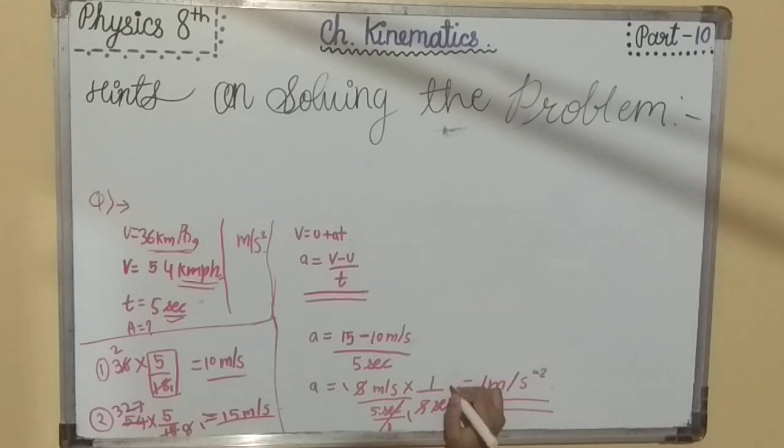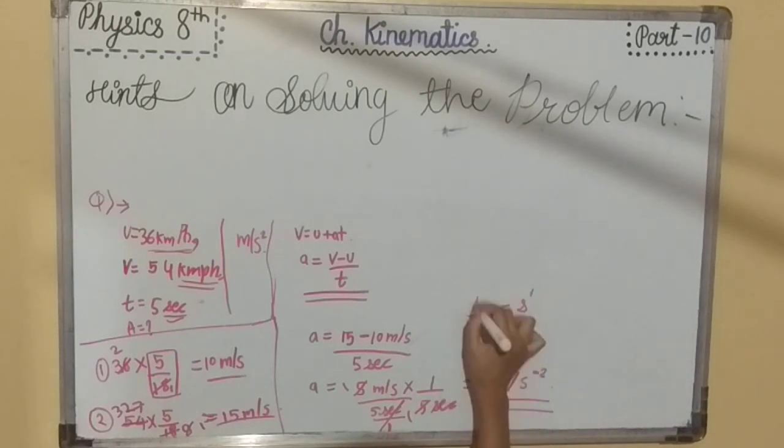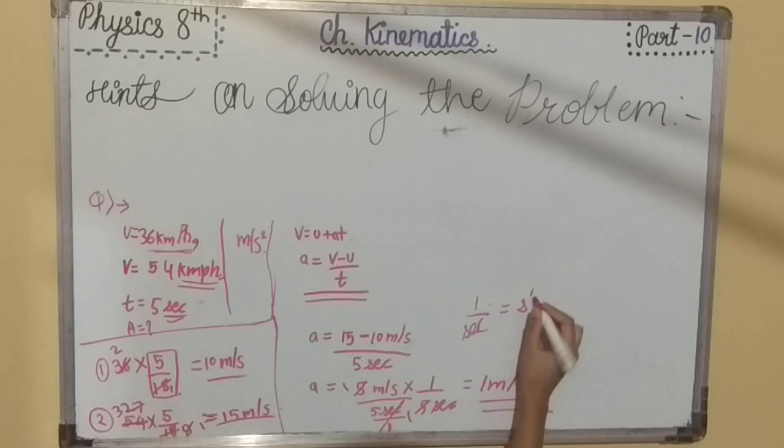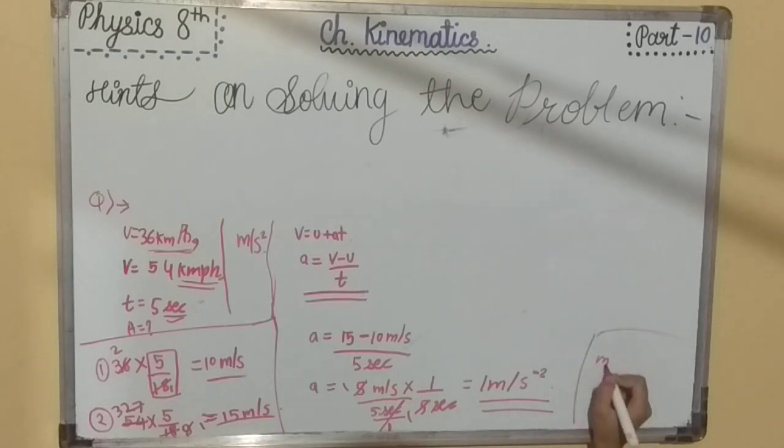Because when there is second upon 1, it will be second raised to 1, but when there is the transposition, 1 upon second, it will be second raised to minus 1. So by that formula, it will become meter per second into second raised to minus 1, and finally it will become meter per second square, as given in the question that we want the answer in meter per second square. So this is the final answer.